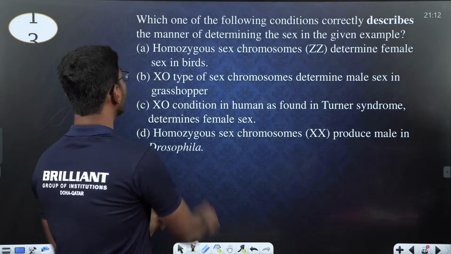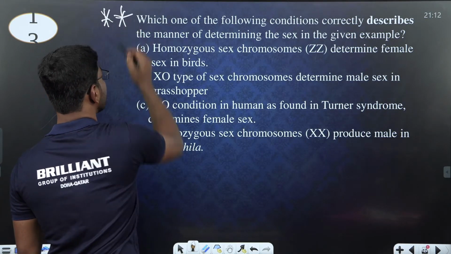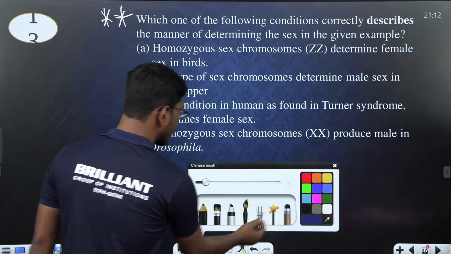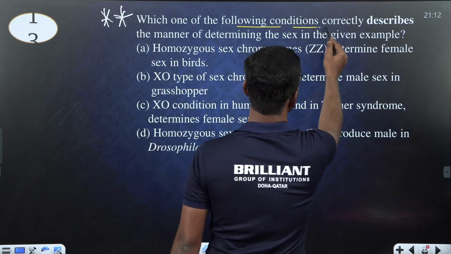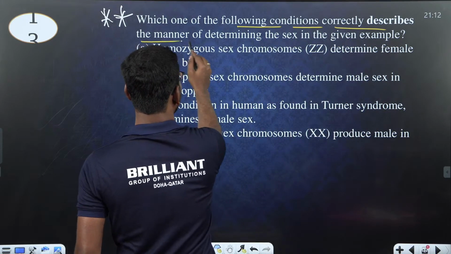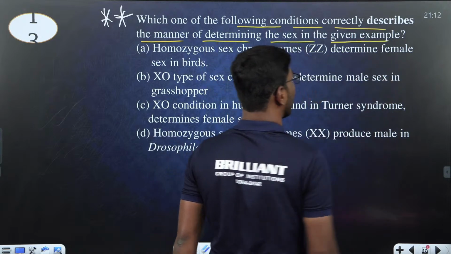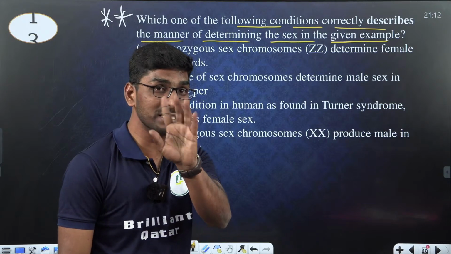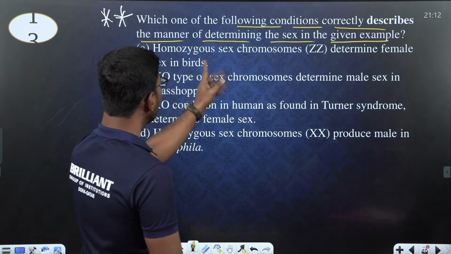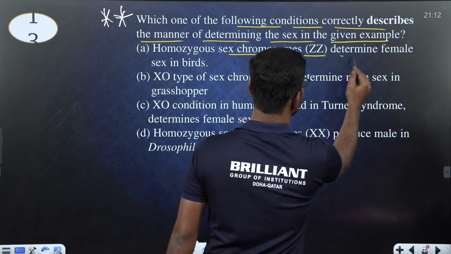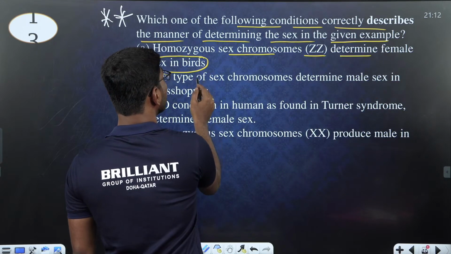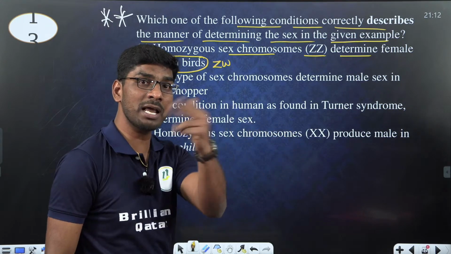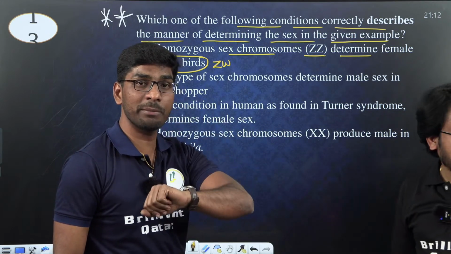Most important, my dear kids. This time I told you sex determination thoroughly. You should prepare it. Look at the question: which of the following conditions correctly describes the manner of determining the sex in the given example? Four statements are given, out of which one is correct. Homozygous sex chromosomes ZZ determine the female birds. My dear kids, in female birds it is ZW, right? It is not ZZ. ZZ is male, ZW is female heterogamety. Do you remember?